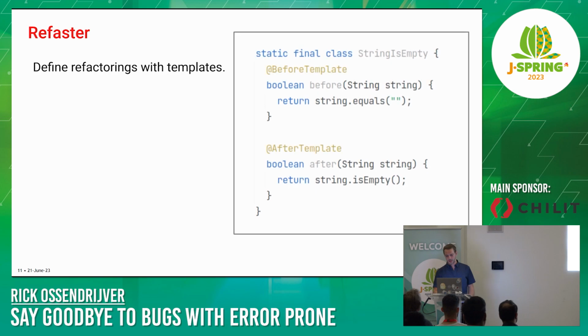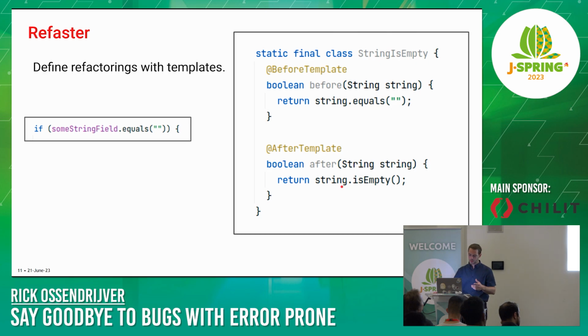So let me give you an example. You see that we have a before template on the right, and how this works is that it says, we want to match any arbitrary string expression, and in the body of the method, the actual matching is going on. So we say match any arbitrary string expression and see if the equals is invoked. If we have a match, we want to rewrite that to the content given in the after template, which is here below, of course.